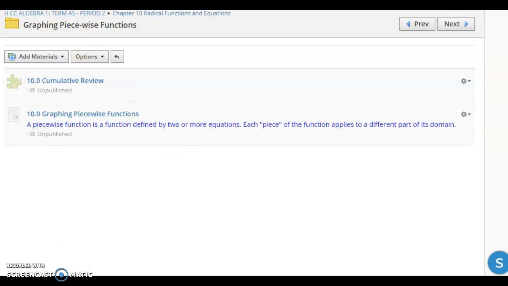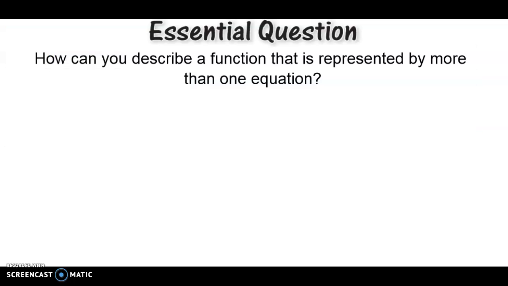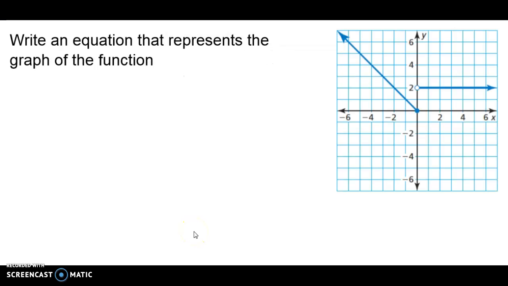So our first objective for the week is to answer the question, how can you describe a function that is represented by more than one equation? For example, I have a graph here that has two types of lines.